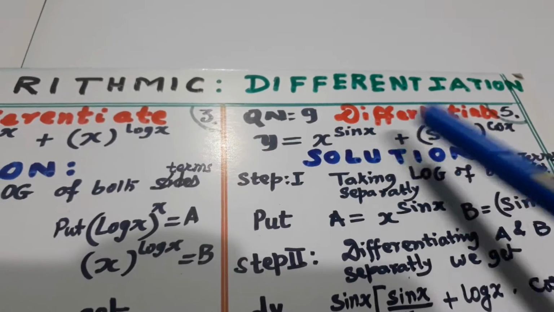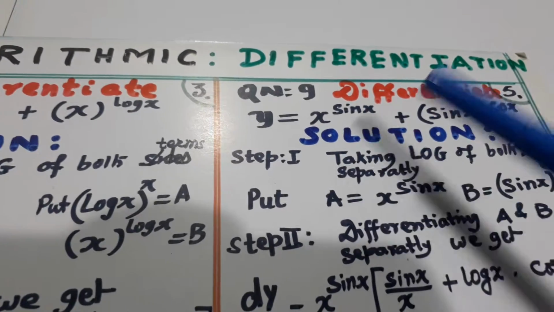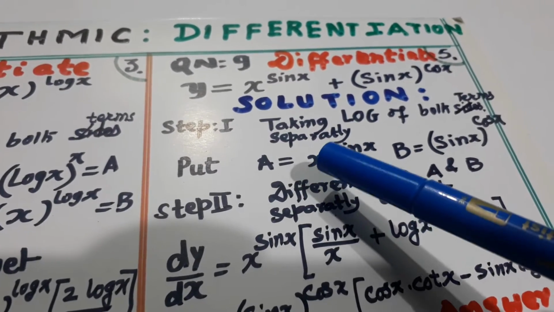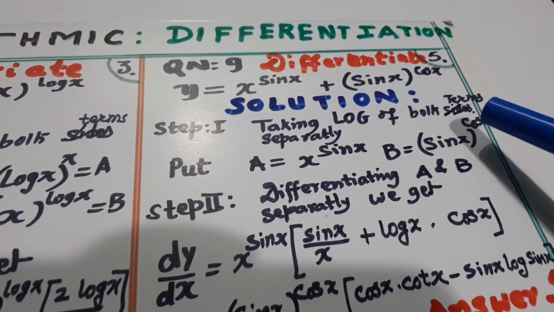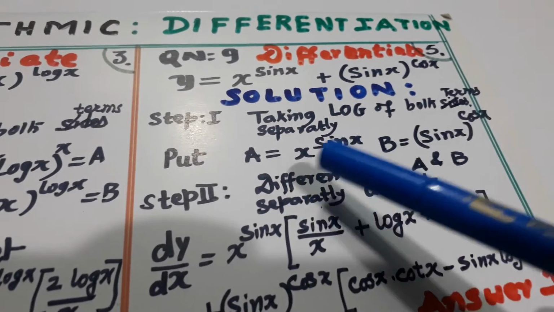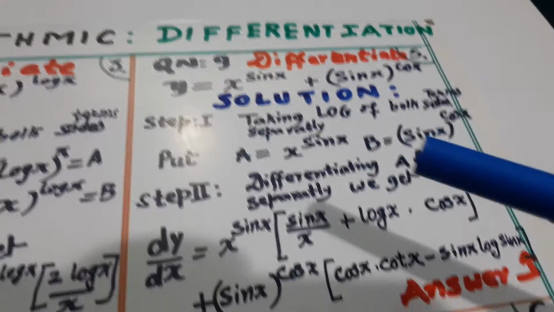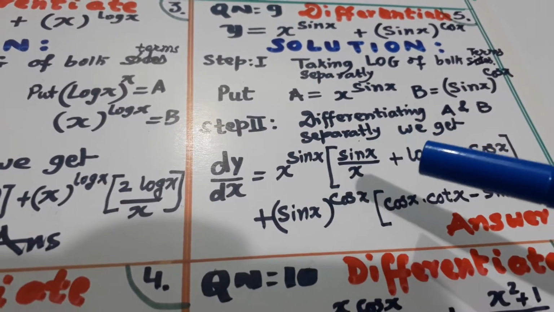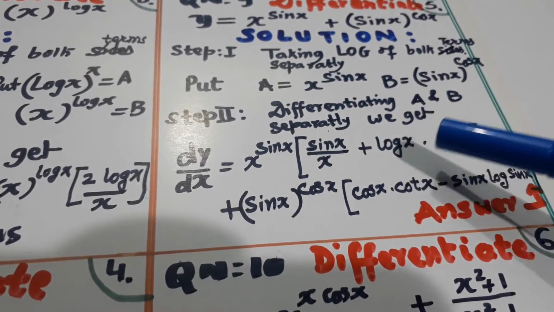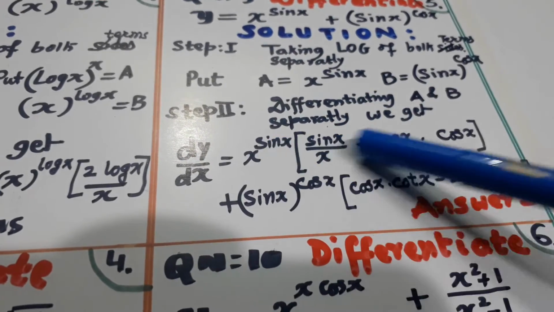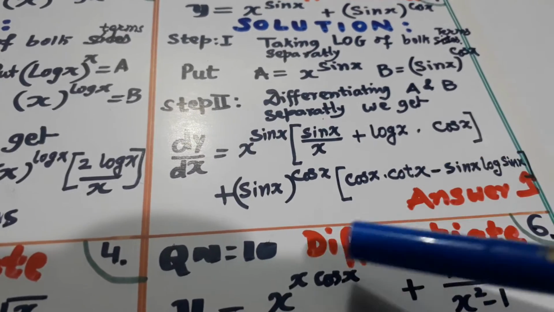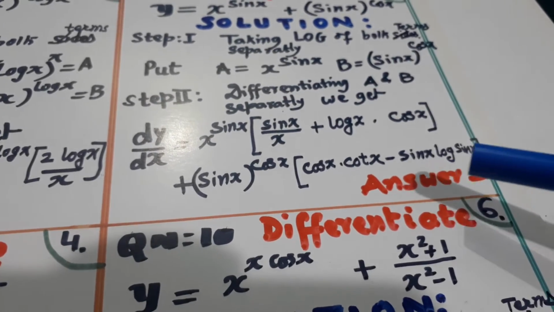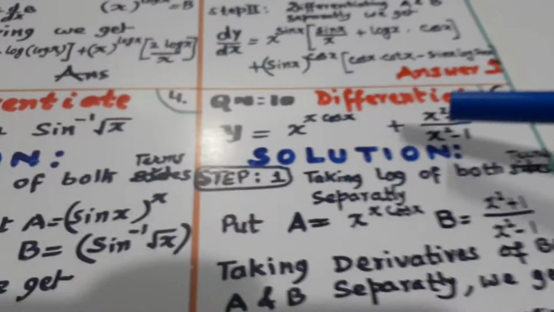9. Question number 9, it is again having two parts. Take it as A, take this as B. On differentiating A and B separately, again the variables are in the power, and we will have to take log, and separately dealing it, we will get dy by dx is equal to x raised to sin x within the bracket sin x over x plus log x cos x. This is part A. Derivative of part B comes like this. (sin x) raised to cos x within the bracket cos x into cot x minus sin x into log sin x. Let us go to the last question.